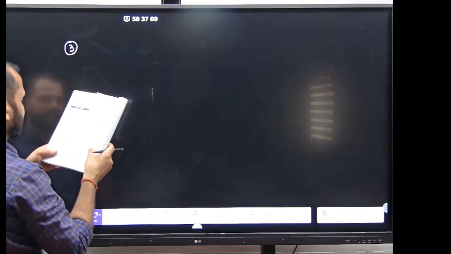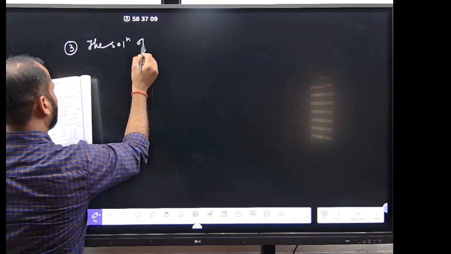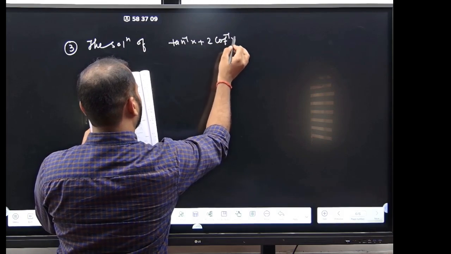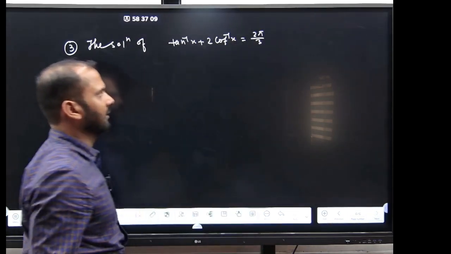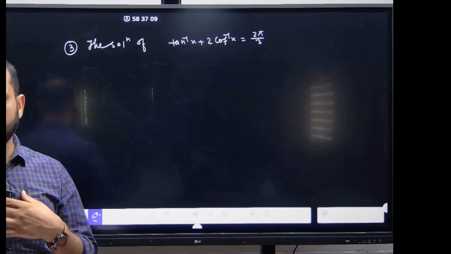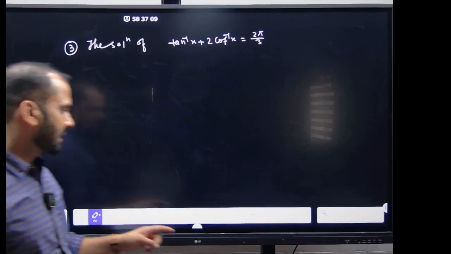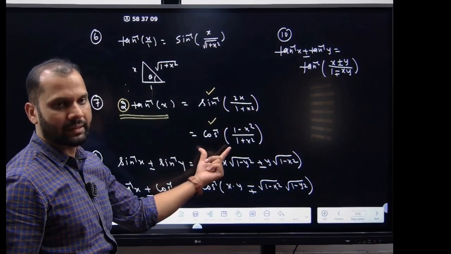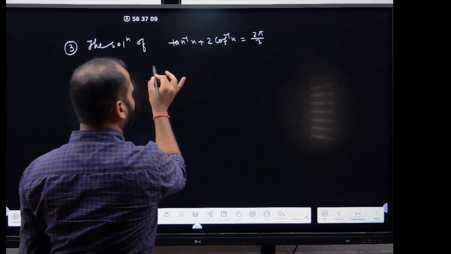So, the third question says, the solution of tan inverse x plus 2 cot inverse x is equal to 2 pi by 3, correct. So, tan inverse x is there, cot inverse x, but 2 cot inverse x is there. Do we have any formula to convert 2 cot inverse x? No. What do we have? 2 sin inverse, do we have any formula? No. 2 tan inverse x can be written in terms of sin and sin. Cot we do not have, right. But we can convert, if you want you can convert, but without that also we can solve.